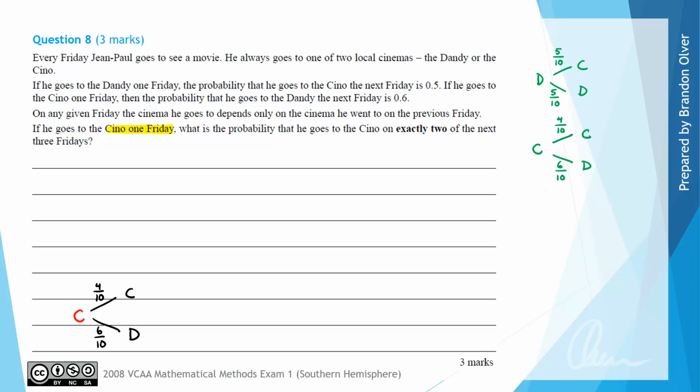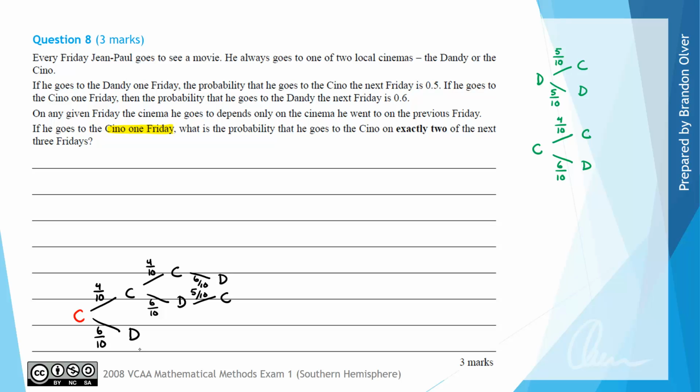Now, we're not going to fill out the full tree, we're just going to look at the branches that will result in him going to the Chino on exactly 2 of the next 3 Fridays. So if he goes to C on the first one, he could go to C on the second or to D. So from C to C is 4/10 as a probability, and from C to D is 6/10. And then if he's gone to C on the next 2, then we only need to consider the chance that he goes to D on the next Friday. And that's going to be from C to D, 6/10. If he goes to C, then to D, then he must go to C again, so we're only going to consider that branch. And going from D to C is 5/10.